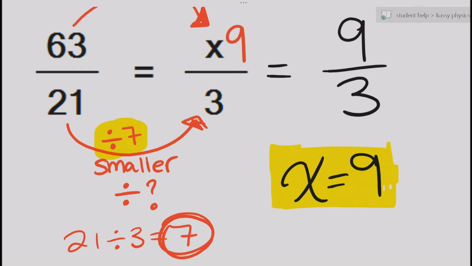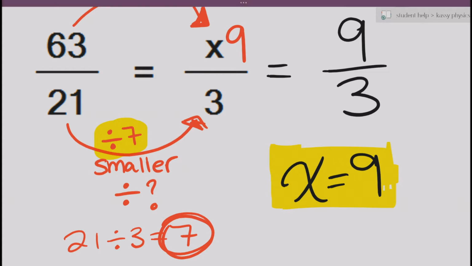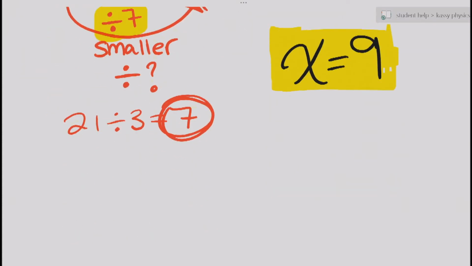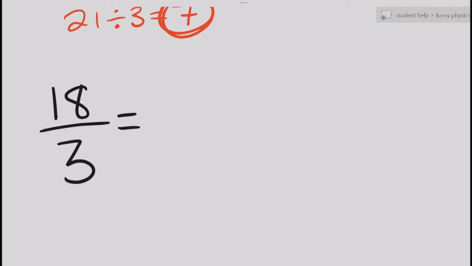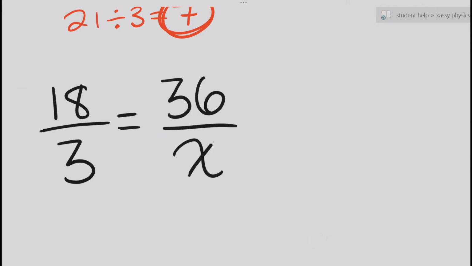And I think on this particular problem, you're always looking at the smaller side. But let's say you weren't. Let's say I had an example like, oh, I don't know, 18 over 3 equals 36 over x.